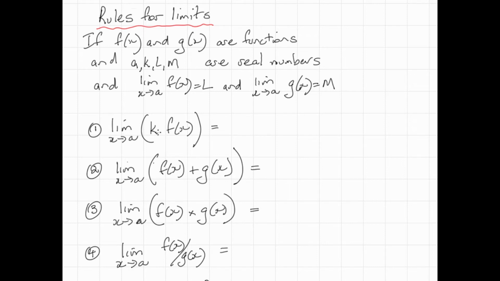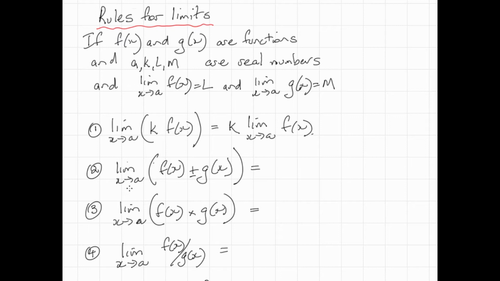So from that we know that the limit as x approaches a of k, now k is just a real number, so it's like a scalar quantity, times f of x. Well, the k can come out the front and we get k times the limit as x approaches a of f of x. So that one's pretty straightforward. If you've got a number times a function, the number can come out the front and then find the limit.